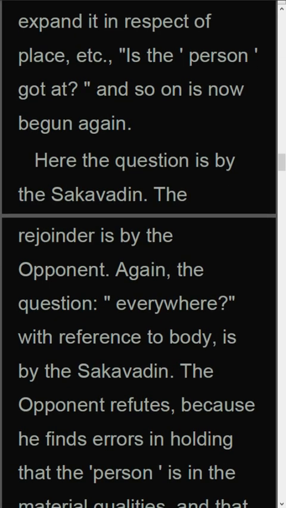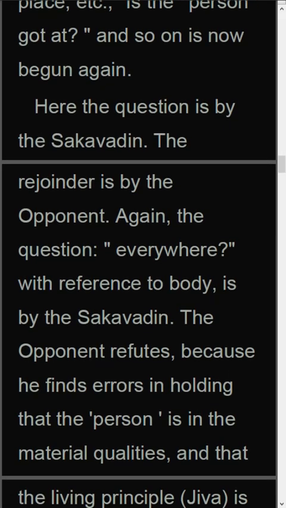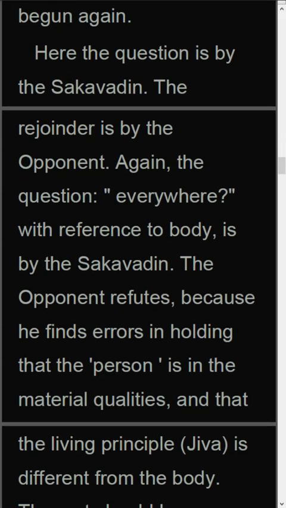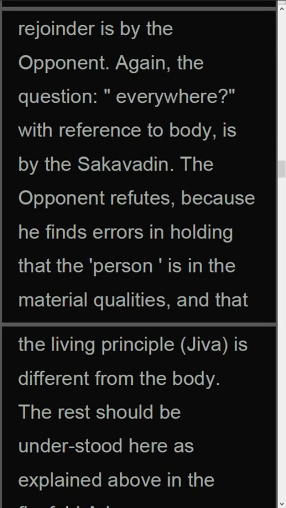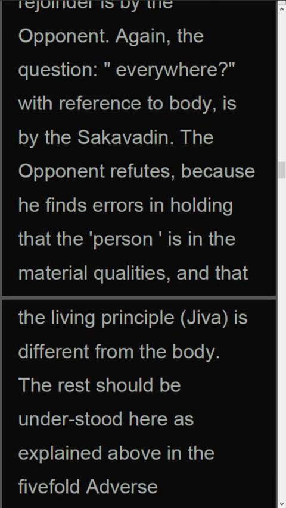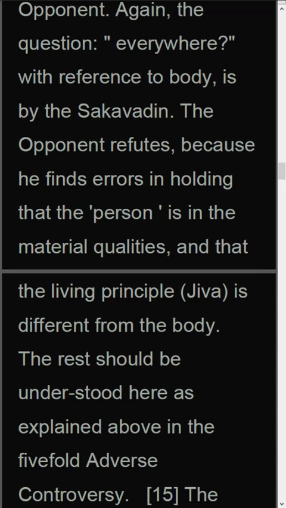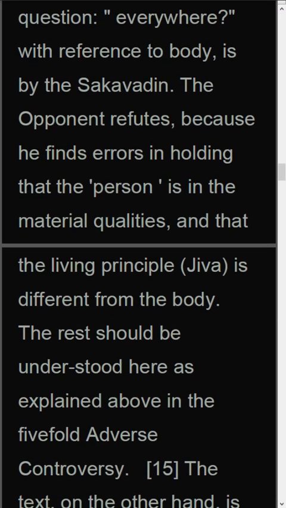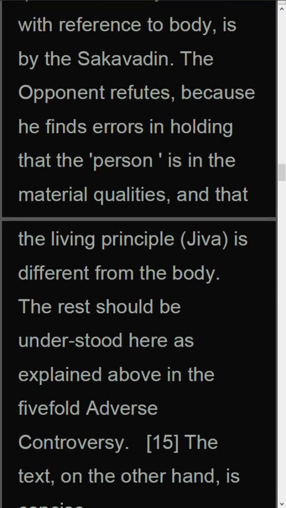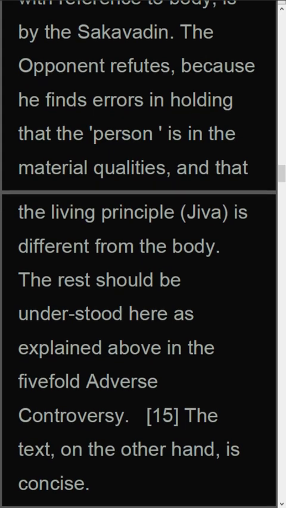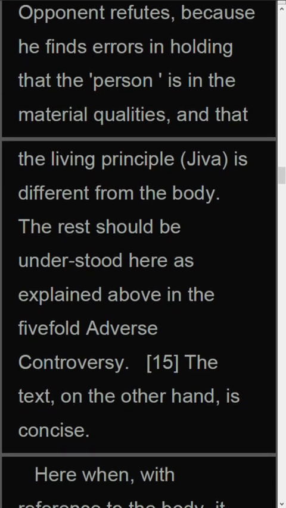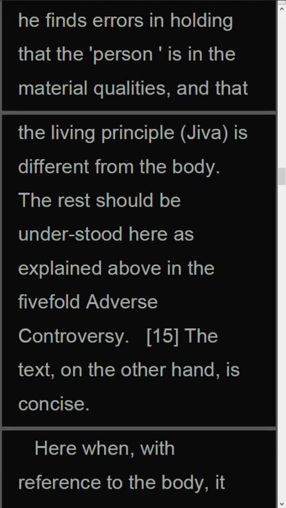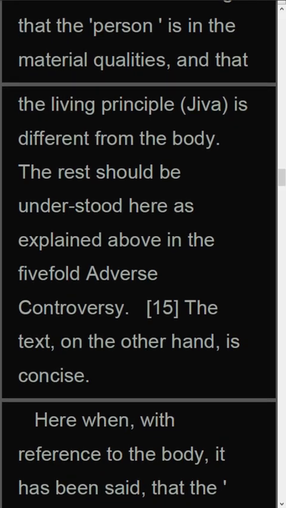Here the question is by the Sakavadin. The rejoinder is by the opponent. Again, the question, everywhere, with reference to body, is by the Sakavadin. The opponent refutes, because he finds errors in holding that the person is in the material qualities, and that the living principle, jiva, is different from the body. The rest should be understood here as explained above in the fivefold verse controversy.